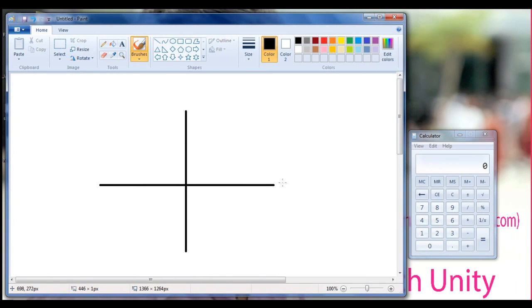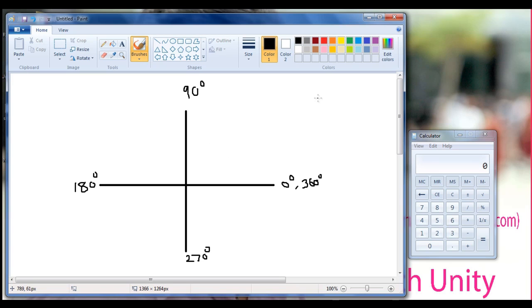We know that this is 0 degree, and here we have 90 degree, and here we have 180 degree, here we have 270 degree, and when we come back we will have 360 degree. This is anti-clockwise. In anti-clockwise we have the degrees like this.